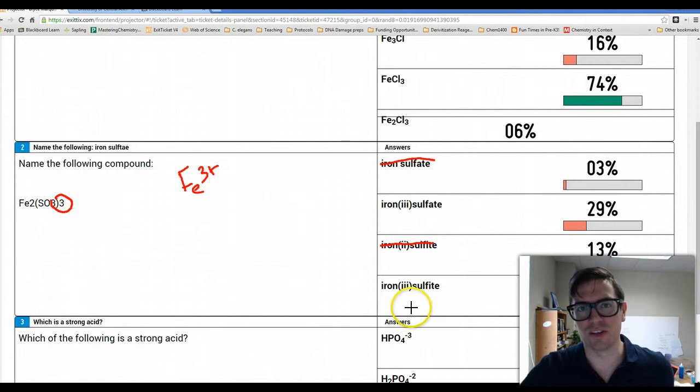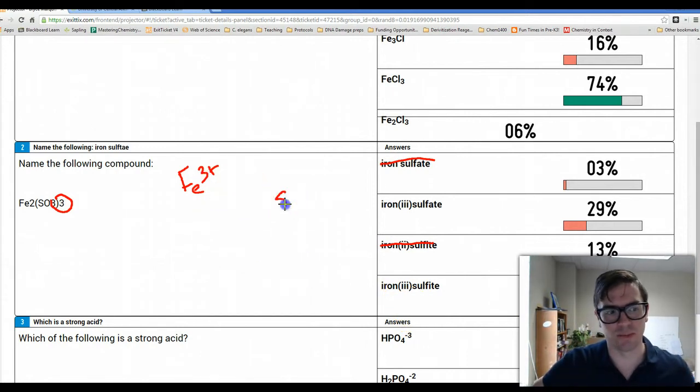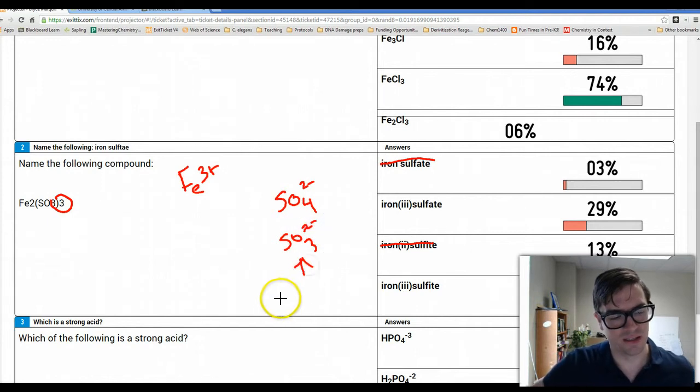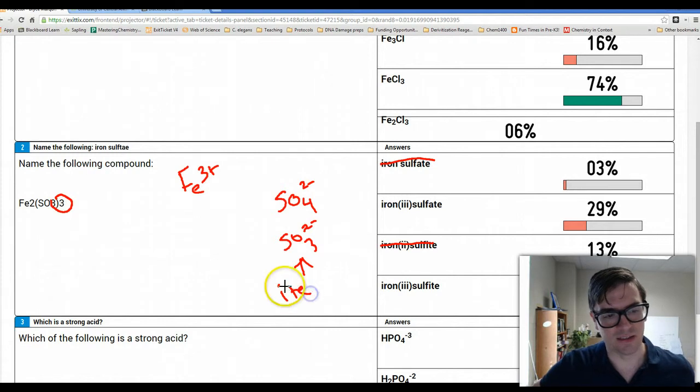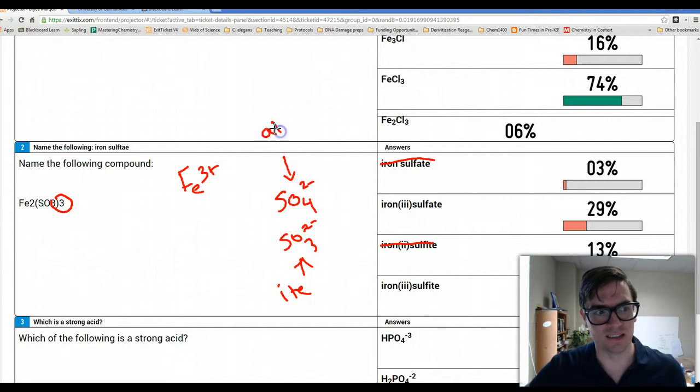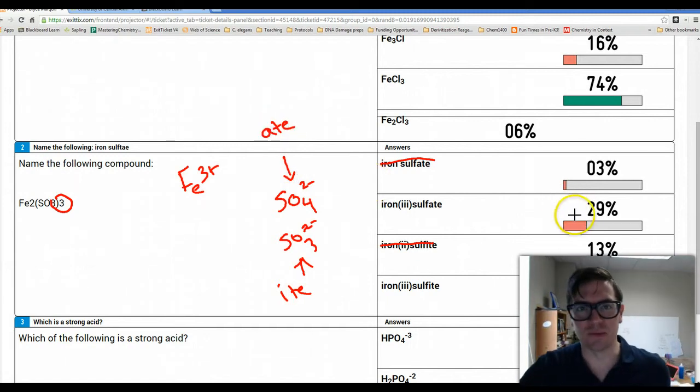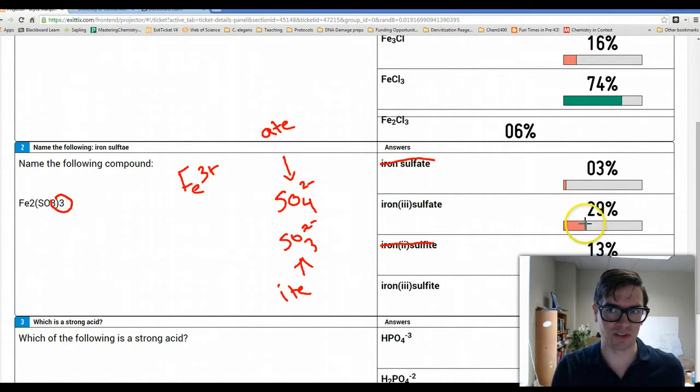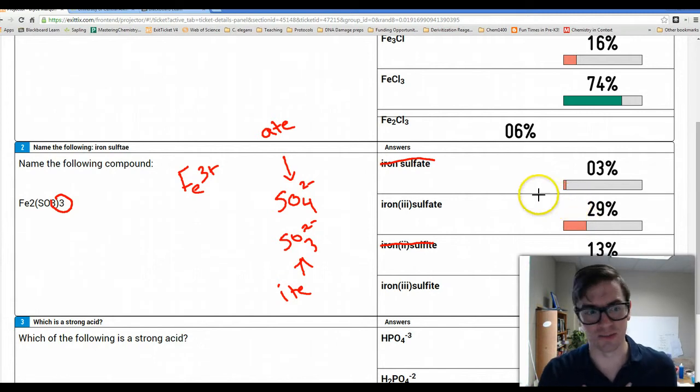And the other question is sulfate versus sulfite, and that's probably where people got tripped up. Sulfate is SO4 2 minus, and sulfite is SO3 2 minus. This is ITE, and this is ATE. An easy way to keep them in your head is that the ones with fewer oxygens are always ITE, and ones with more are always ATE. This comes up with nitrate and nitrite as well, and you might see something like that on the exam, so it's good to keep that straight.